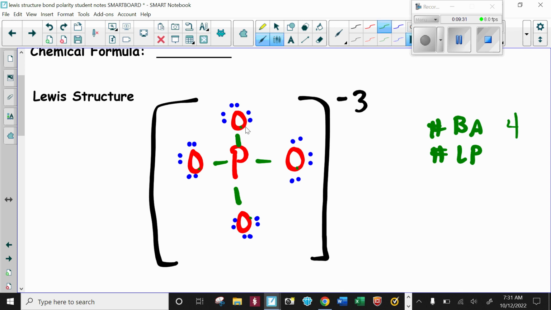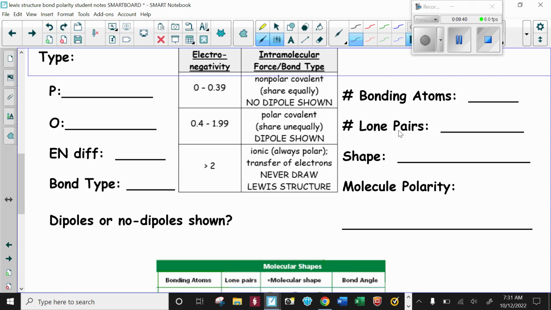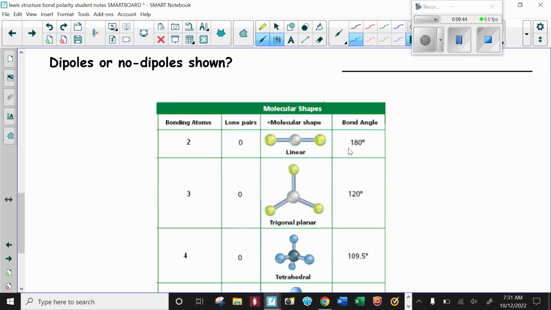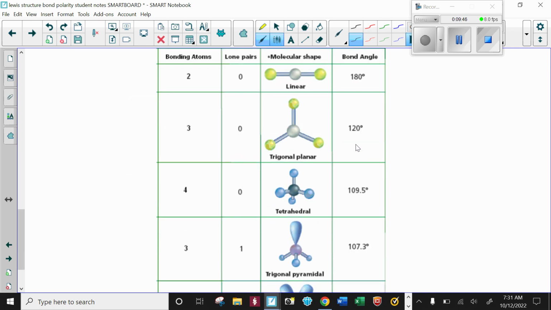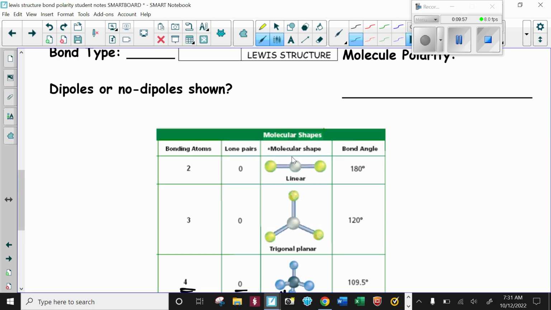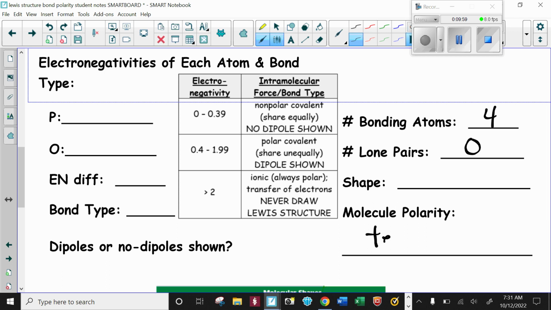The central atom would be the one in the middle, the phosphorus, and we don't see any dots on the phosphorus, so 0 lone pairs. So we're filling in our data table, 4 bonding atoms, 0 lone pairs, and we're looking at that shape here in the data table, and we see 4 bonding atoms, 0 lone pairs is tetrahedral, and tetra means 4, so 4 bonding atoms is tetrahedral.